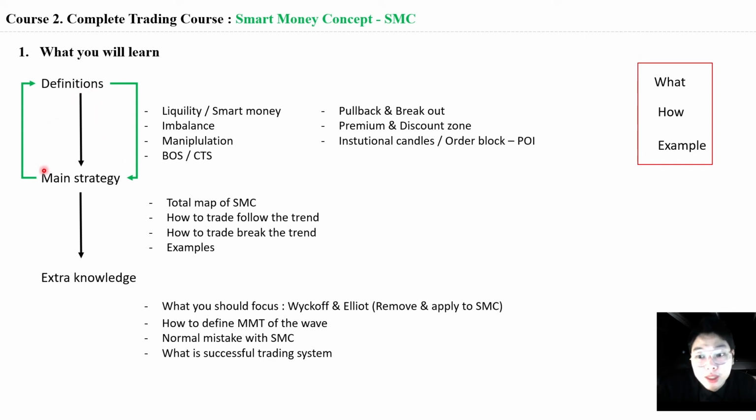The first thing, we have three main factors here, therefore you can learn from the definitions to the main strategies to the extra knowledge. That is the first method. And the second method, you can quickly review my main strategies, learn about the definitions later, and after understanding all the definitions, you can learn the main strategies again and continue to learn the extra knowledge to fully understand this course. And that's all for the video today.